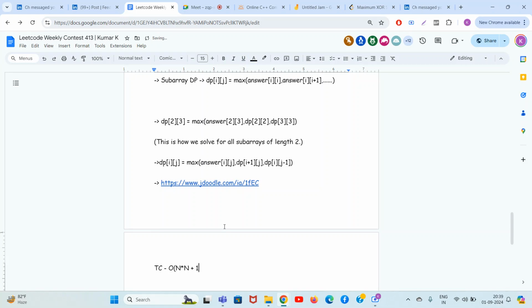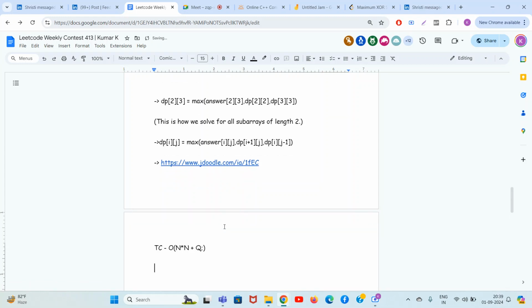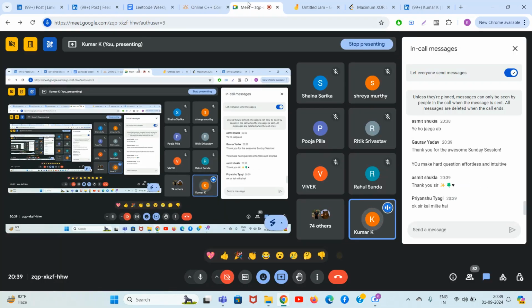Next thing, time complexity O of n square plus q. Next is, what is the space, guys? Can anyone tell in the Google chat how much space it takes? Write in the Google chat now.